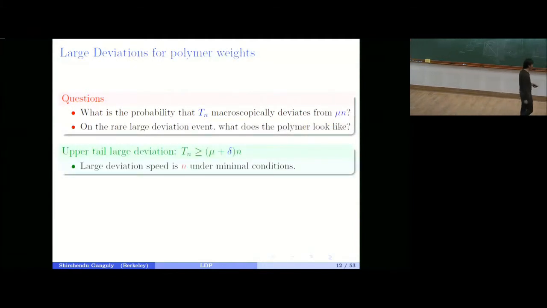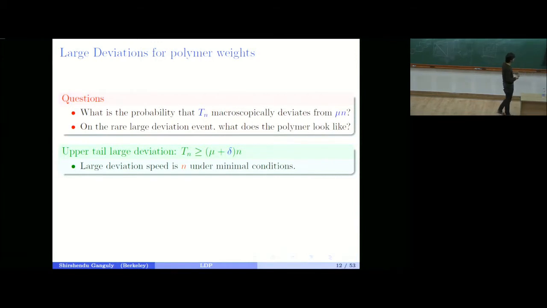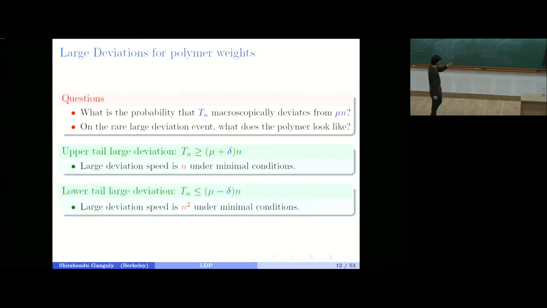And so again, there are of course two regimes. You can talk about very high values and very low values. This would be the upper tail large deviation. So I'll talk about it shortly. The large deviation speed will of course be exponentially small; the probabilities would be exponentially small. But in this regime, when it's larger than typical, it would be exponential in n. So the probability of this would be e to the minus n. Whereas in the other direction, if you want the polymer to be shorter than typical, this would be exponential in minus n squared. I'll describe the reason for this.